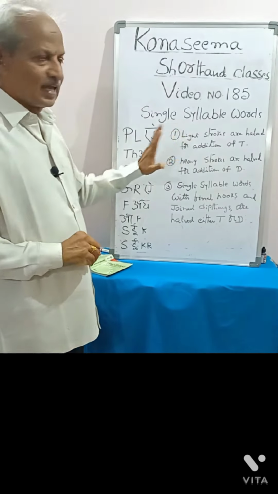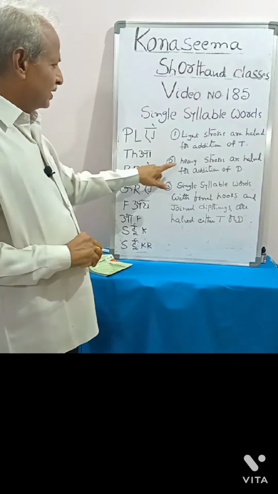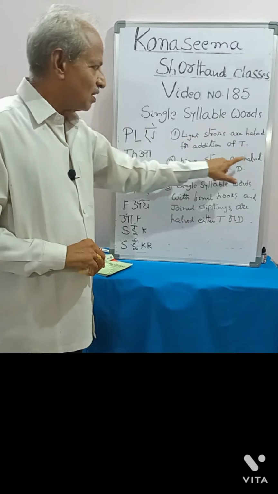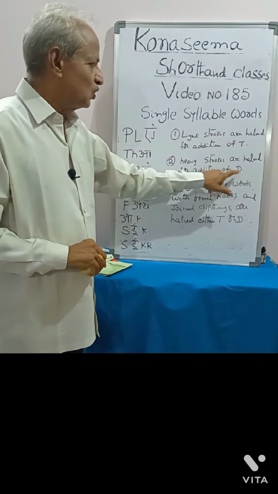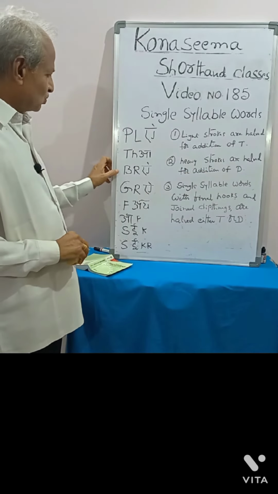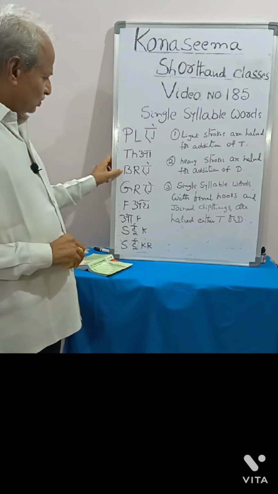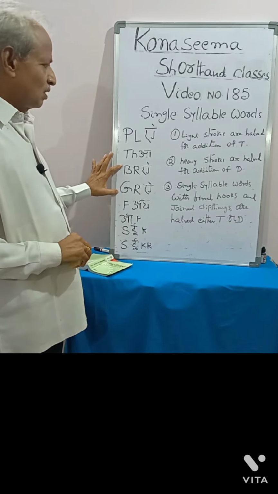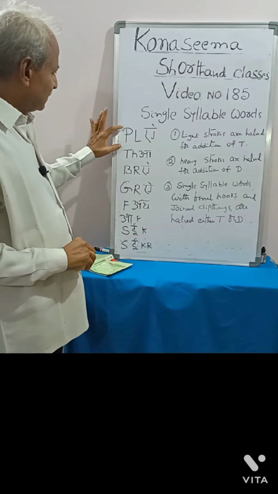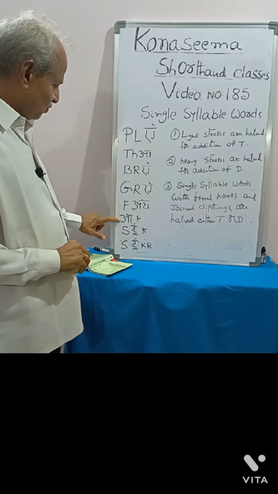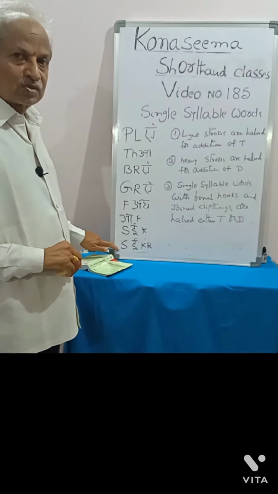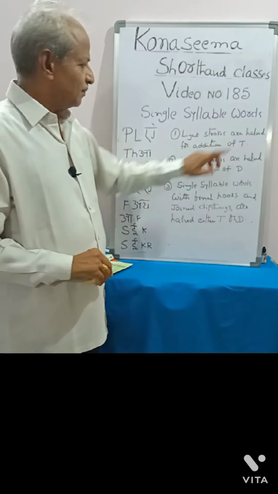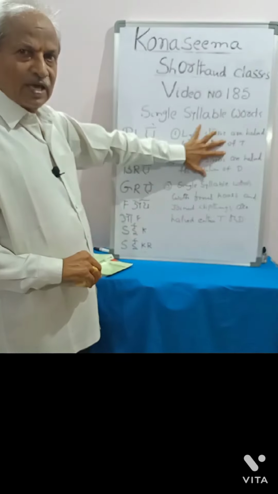I will narrate the examples now. Heavy strokes are halved for addition of D. What are the heavy strokes? B is a heavy stroke, G is a heavy stroke. These two strokes are halved for D only, and these 1, 2, 3, 4, 5, 6 strokes are halved for T only. These are the two examples.